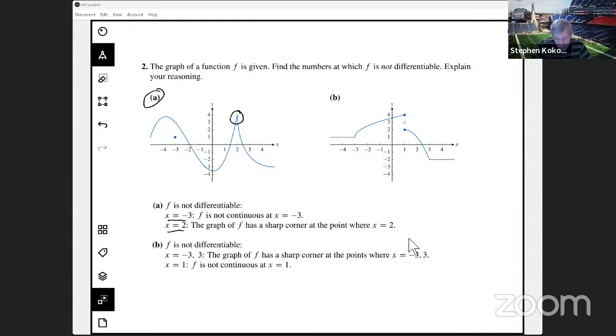And how about in B? Well, I think there are 3 places we need to worry about. A little different, but we have a sharp edge or corner right there and right there, so it's not differentiable at -3 and 3, and it's not continuous at x equal to 1, so it's not differentiable there. Pretty straightforward, but I think good exercises to make sure that students can recognize where a graph is differentiable and where it isn't. Very good.